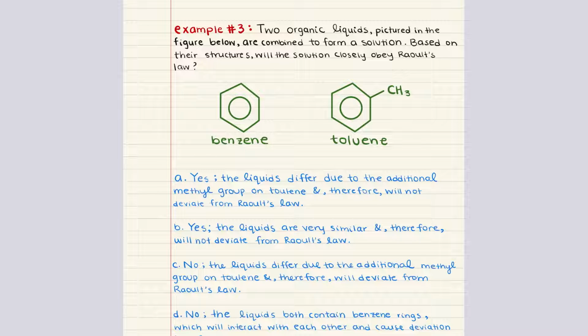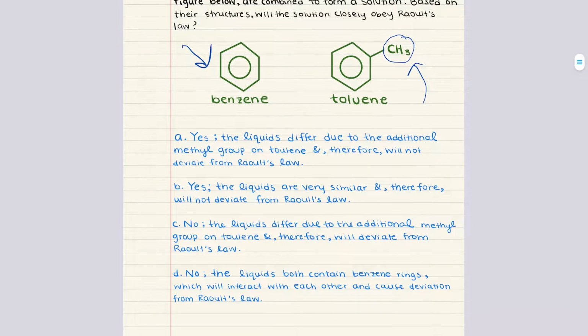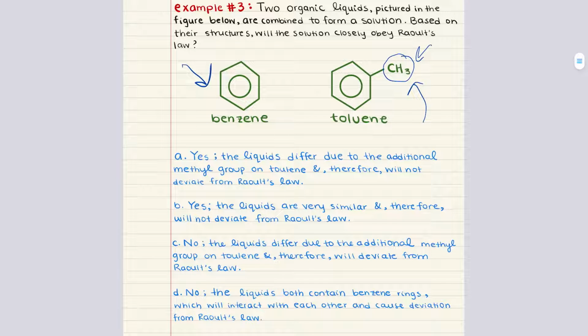So let's take a look at benzene and toluene. Benzene is a simple aromatic hydrocarbon with the formula C6H6. It consists of a 6-carbon ring with alternating double bonds. Toluene is very similar to benzene, but it has a methyl group that's attached to one of the carbons in the ring, giving it the formula C7H8. Now, the primary difference between benzene and toluene is the presence of that methyl group in toluene. This methyl group adds slightly to the molecular size, and it introduces a minor difference in intermolecular forces due to the slight polarity of the methyl group.